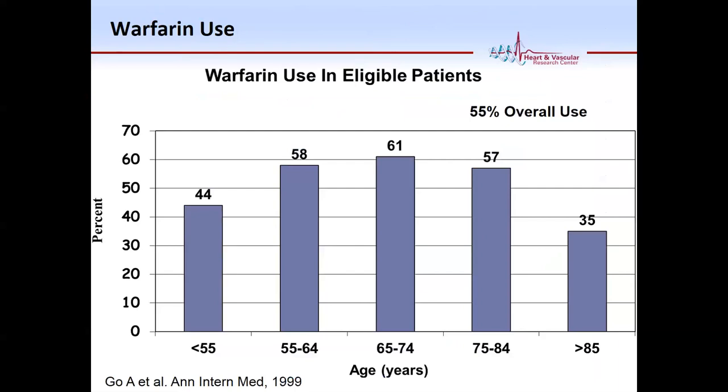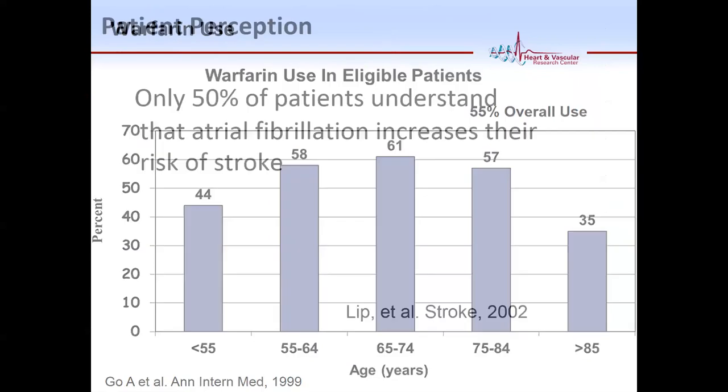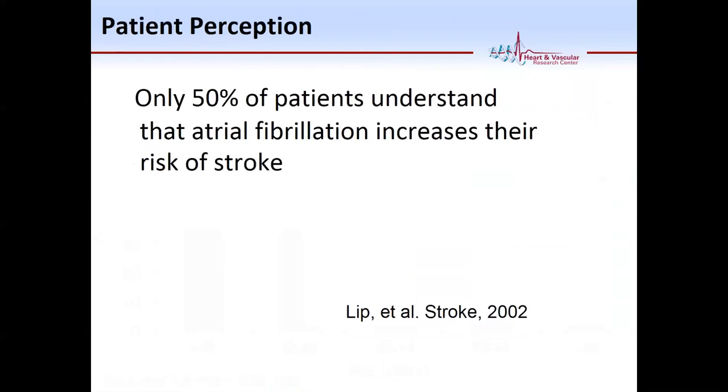warfarin has been underutilized historically, and if you notice, these were patients who would have been eligible to have warfarin for their atrial fibrillation, and only about 55% of them were treated with warfarin. And only about 50% of patients, when polled in 2002, understood about the association between atrial fibrillation and the risk of stroke. That's why the first thing I say to somebody when I start to introduce myself as a heart rhythm doctor, we start to talk about their atrial fibrillation, I tell them the first thing we have to talk about is stroke prevention, because that is really, really crucial.